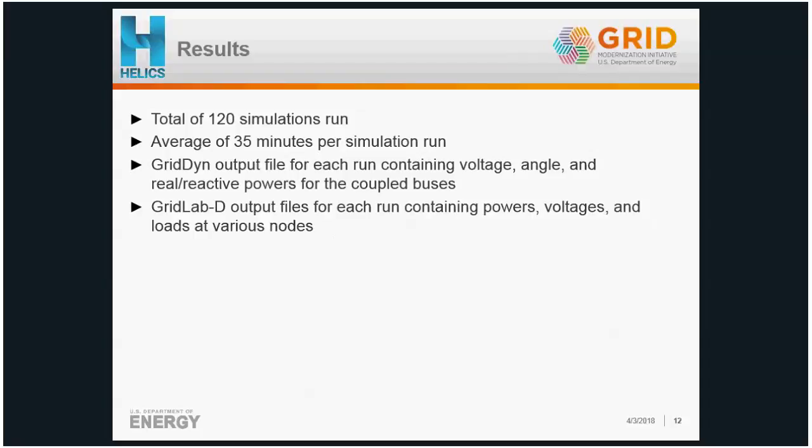And overall results from our use case, we did 120 simulation runs, so 120 different variations of the input model files. On average, a simulation run took 35 minutes, and the output deliverables were a GridDyn output file for each of the coupled buses containing voltage, angle, and real and reactive powers, and a series of GridLAB-D output files that had powers, voltages, and loads for various nodes.